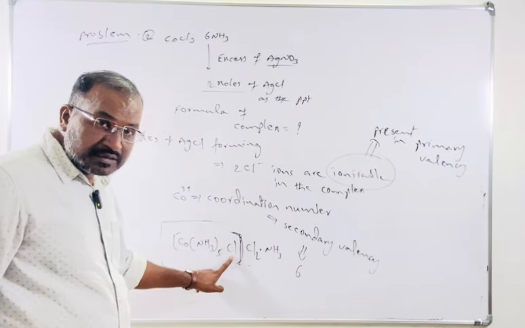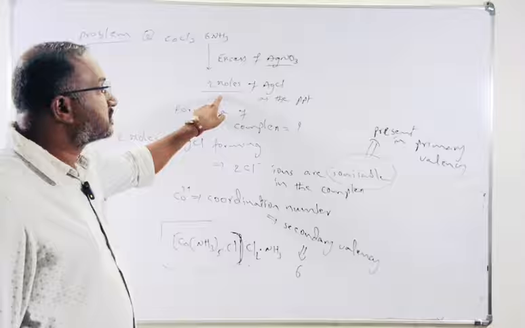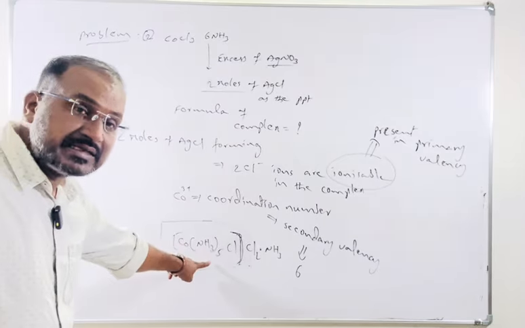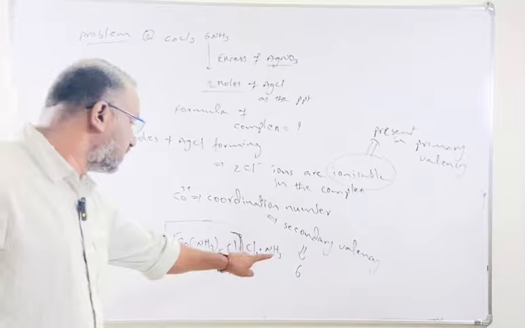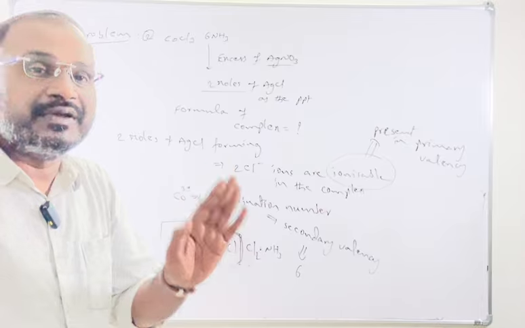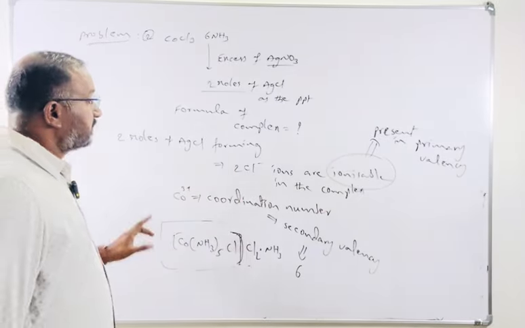One chlorine is non-ionizable, so it is present inside. Two chlorines are ionizable. Why? Because we are getting 2 moles of AgCl. So this is the complex: [Co(NH3)5Cl]Cl2·NH3. Total 6 ammonia molecules, 3 chloride ions are there. Like this, you have to see the formula. And this is problem number 2.